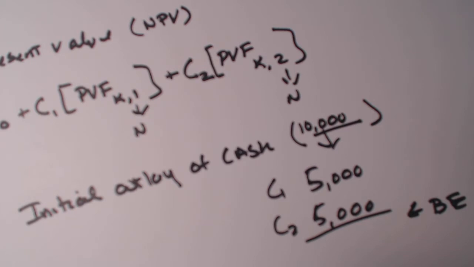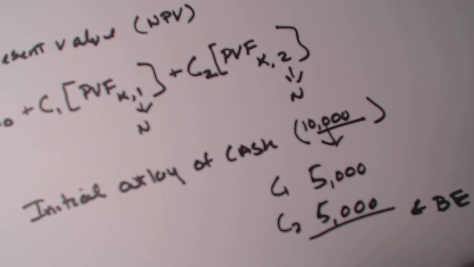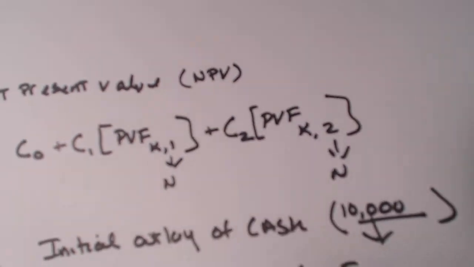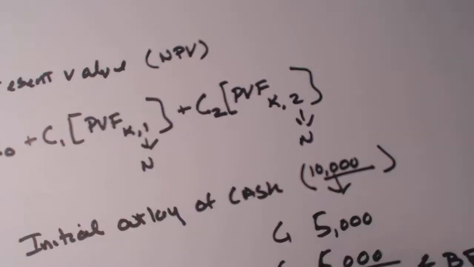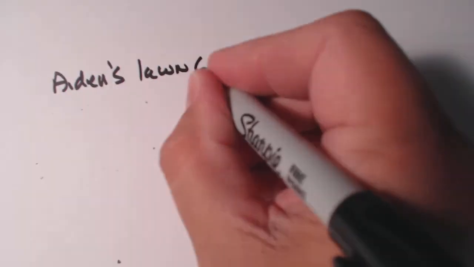Well, we have the NPV, and we need to solve a problem. So let me put a problem up on the screen for you to see. What we're going to do is use the PVF table. So let's start off, and we are going to use this company called Aiden's Lawn Care Company.